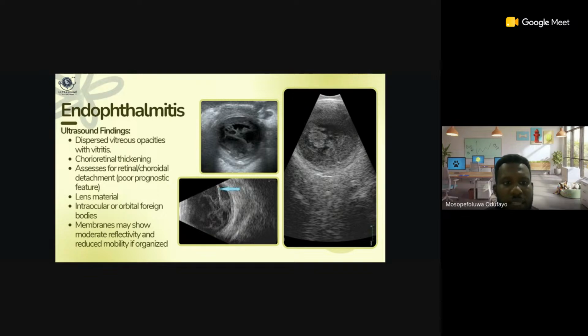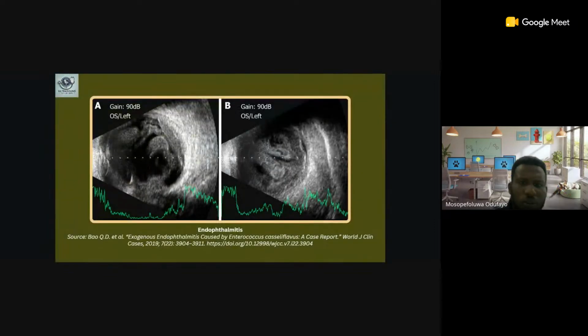Like I said, there could be dispersed vitreous opacities. Some of these vitreous opacities could be membranes, and many of them show moderate reflectivity, relatively hypoechoic to almost echogenic to echogenic, and they show reduced mobility if they are organized, packed up in one place. So take a look at all of these vitreous opacities everywhere. And then also take a look at the thickened RCS, or the chorioretinal complexes.